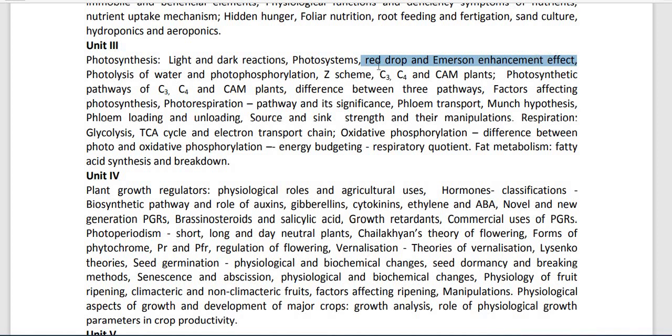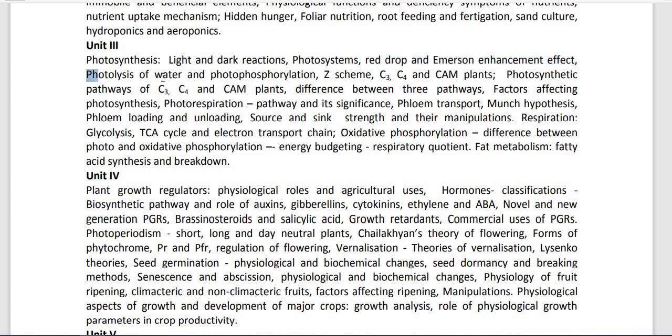That is, the red drop happens at the wavelength of more than 680 nanometers, where a sharp decrease was observed. So you have to clearly note at which nanometer the red drop happens and at which nanometer the emersion enhancement effect takes place. So you clearly note down the nanometers and the definitions for the red drop and the emersion enhancement effect.